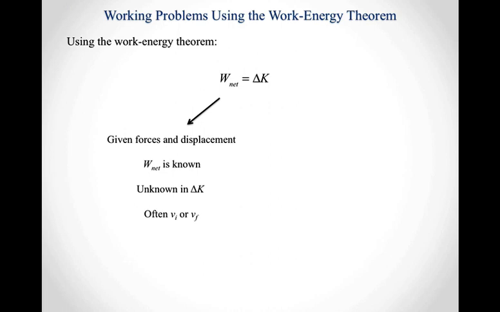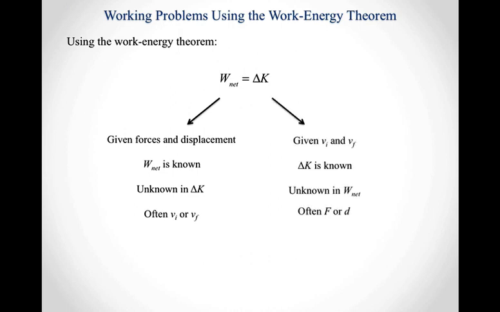Your unknown is going to be left on the delta K side, so the change in the kinetic energy is going to be where your unknown sits, and most often that's going to be one of the two speeds, so the initial speed your object was traveling or the final speed your object was traveling.